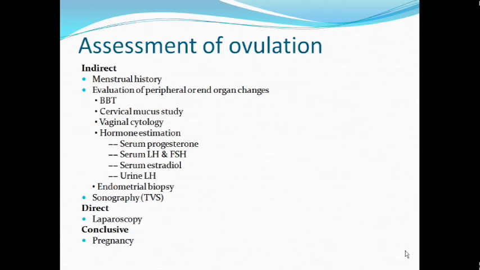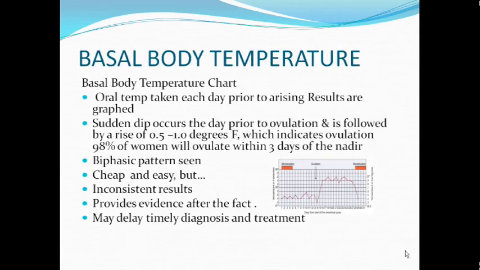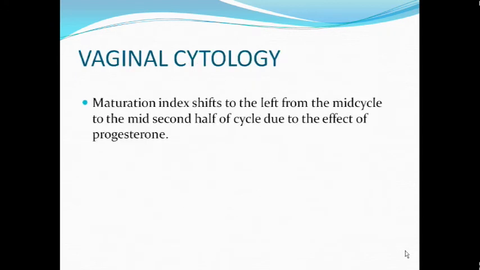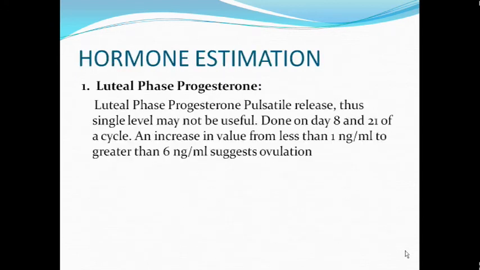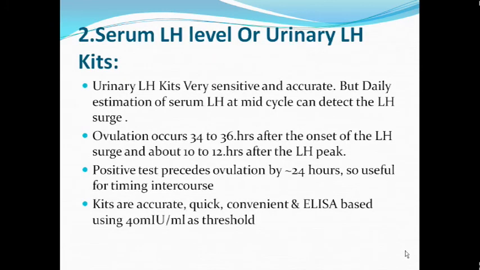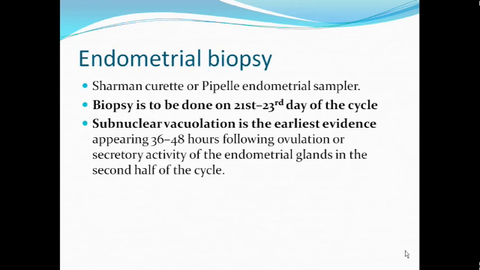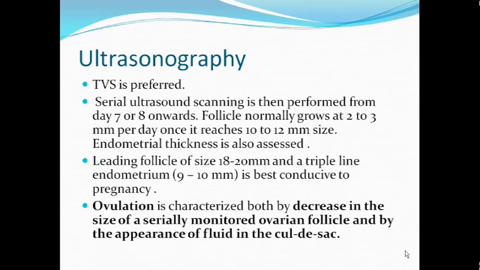by different techniques like basal body temperature, cervical mucus study, vaginal cytology, hormone estimation, luteal phase progesterone level, serum LH level or urinary LH kit, serum estradiol level, endometrial biopsy and ultrasonography. By these methods you can assess whether ovulation has occurred or not.